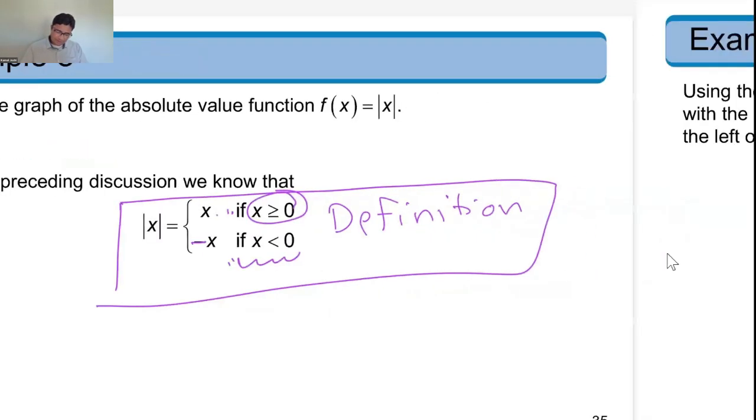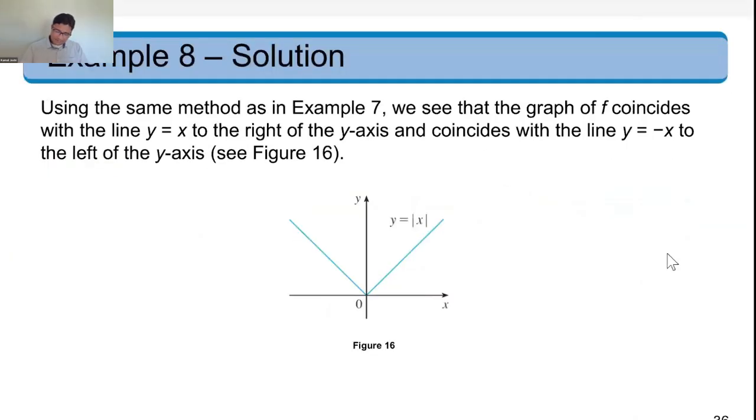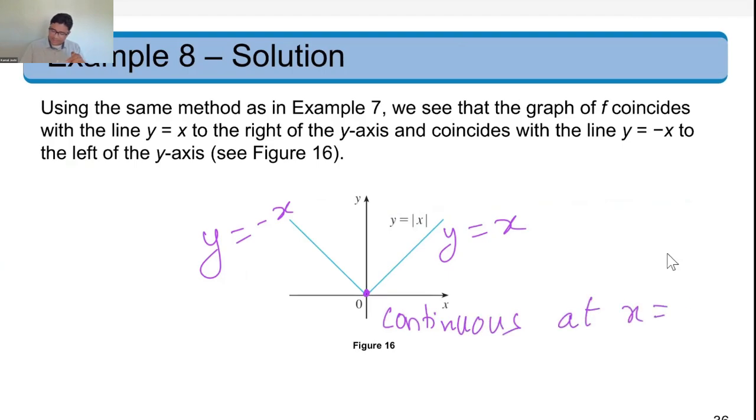It's a piecewise function. Graph looks like this. On the right side, you have the line y equals x. On the left side, you have the line y equals negative x. Okay. And in this case, unlike the previous function, they meet at the point 0. So it is continuous. Even though the rules change at 0, the function is still continuous at 0 because the two parts of the graph meet there. Okay.